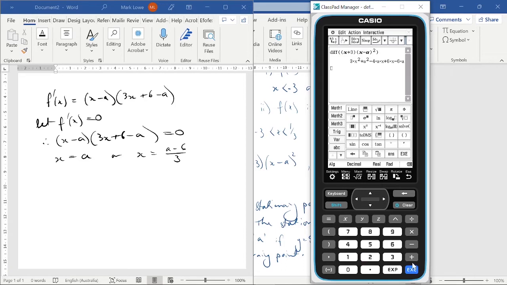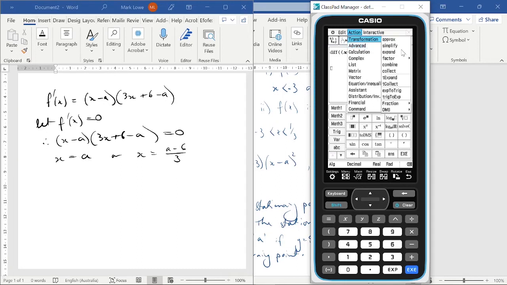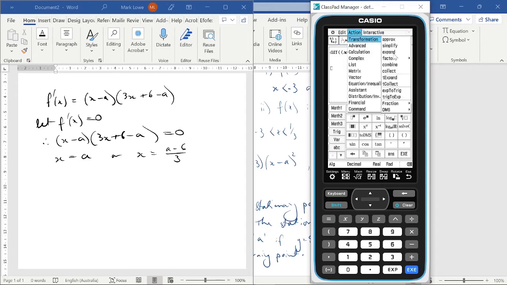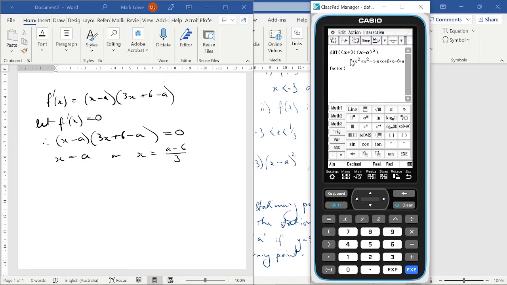Okay, and of course it's giving it as a fully expanded expression, but we can go transformation and factor. And then just highlight and drag that expression so you don't have to retype it in there, and then press EXE, and it gives us our derivative factorised.